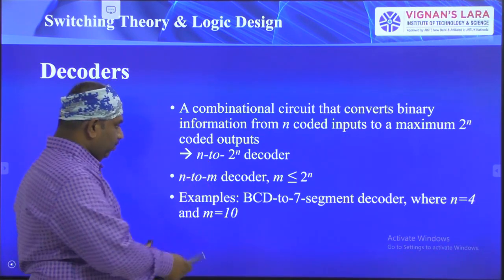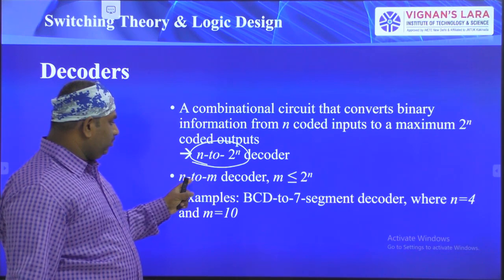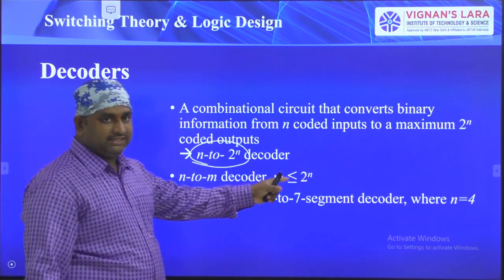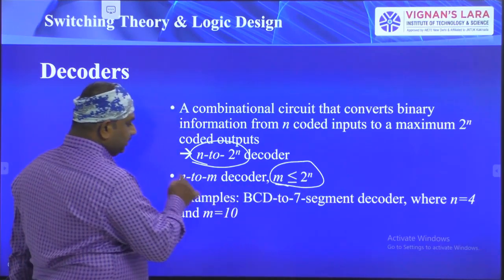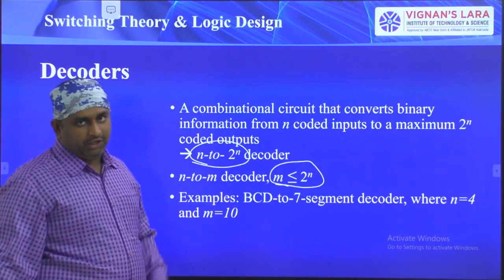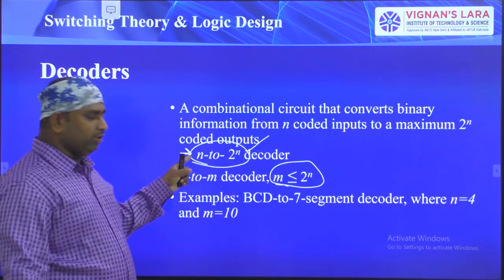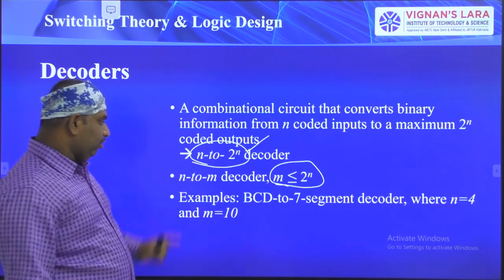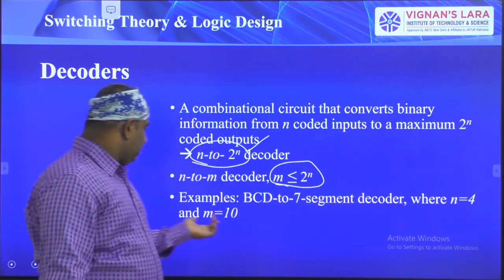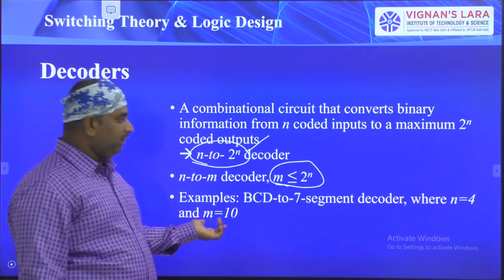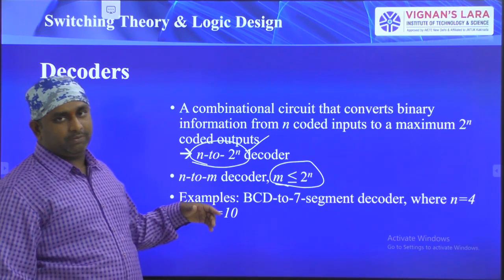Generally we represent this as an n to 2 power n decoder, or an n to m decoder, where m is less than or equal to 2 power n. So this 2 power n I can represent with a small m, and then I can call it an n to m decoder also. But this is a standard process: don't follow this one, follow the n to 2 power n decoder. For example, the BCD to 7 segment decoder, where n is equal to 4 and m is equal to 10. We have already seen that in the previous examples, the BCD to 7 segment display.